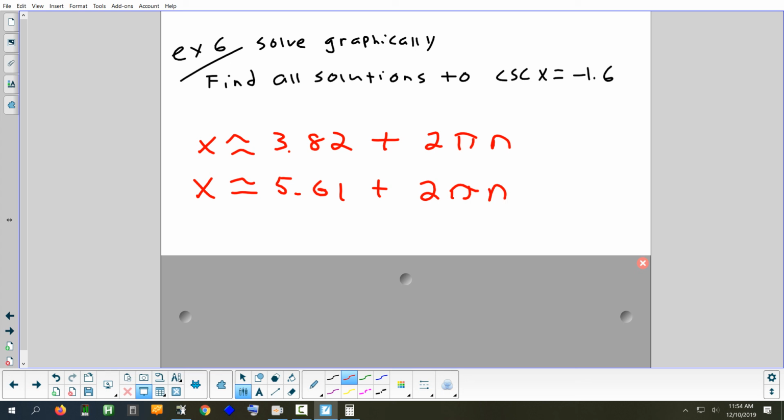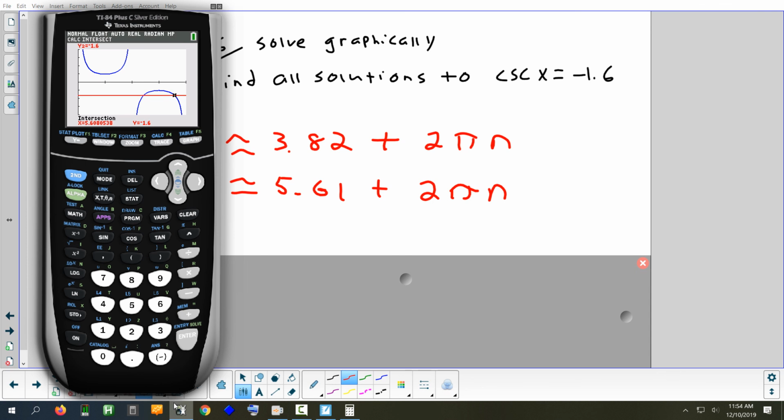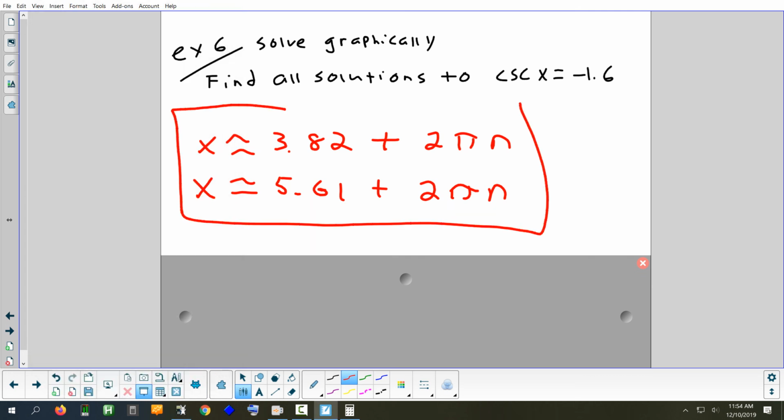Now, I keep saying add 2 pi. You can subtract 2 pi. You can find the answers going back to the left off the screen, just as much as you can find the ones to the right. And that's it. Those are your 2 answers. Any questions on that one?